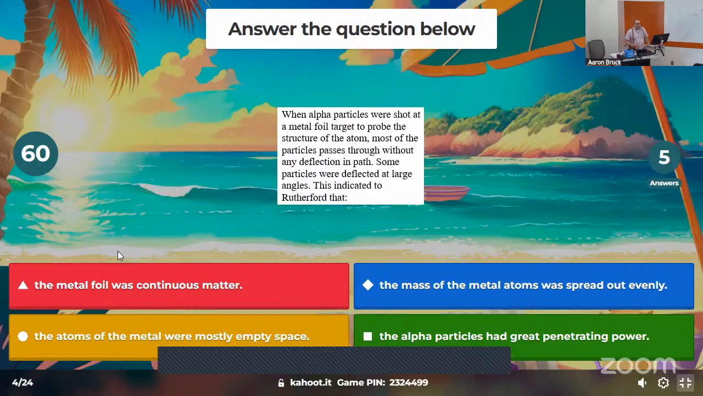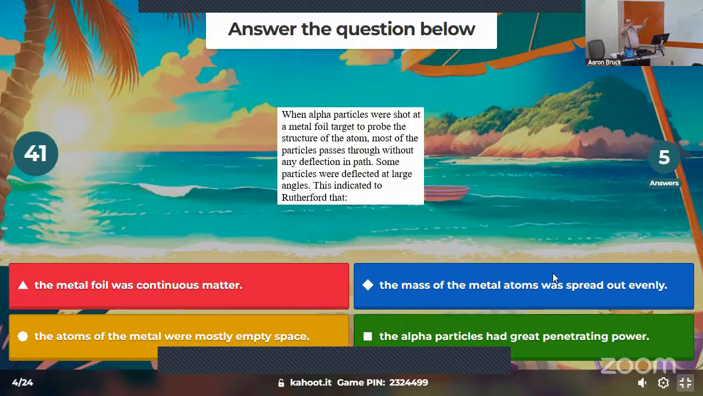So we're talking about the famous gold foil experiment. This is out of atomic theory, and this was not something that we covered explicitly in lecture. It was in your chapter 2 reading. And what we want to talk about here is, okay, we've got this gold foil. We're shooting these alpha particles at it. The alpha particles are big.